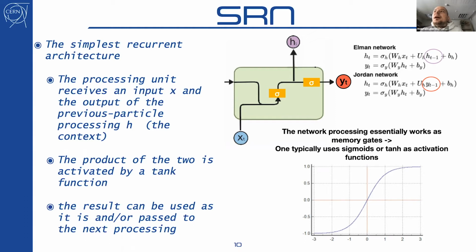So the memory is updated based on the X and the H, while the Y is only updated based on the H. And if you look at the Jordan network, it's the same thing, except that the new H depends on Y and not on H. But it's two different choices you can make. And then the thing that you typically do is that these basically are gates, are memory gates. So you want to have activation functions which are sigmoid-like.